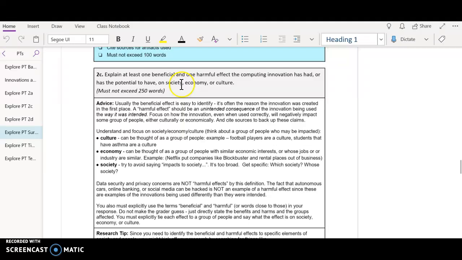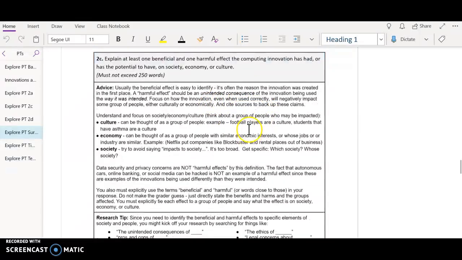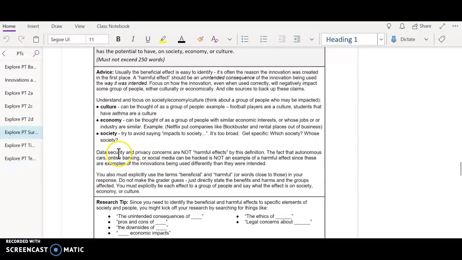So similar to what we've done before. Make sure you're looking at this. It says that a harmful effect should be an unintended consequence of the innovation being used in the way it was intended. So focus on how the innovation, even when used correctly, will negatively impact some group of people, either culturally or economically. And make sure you give sources to that. Data security and privacy, remember, are not harmful effects. Those are going to be separate.